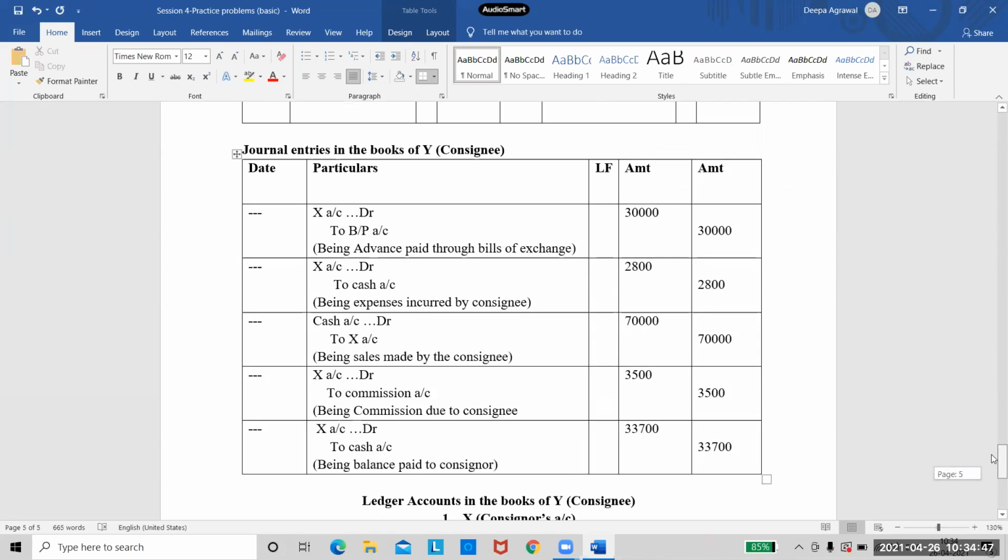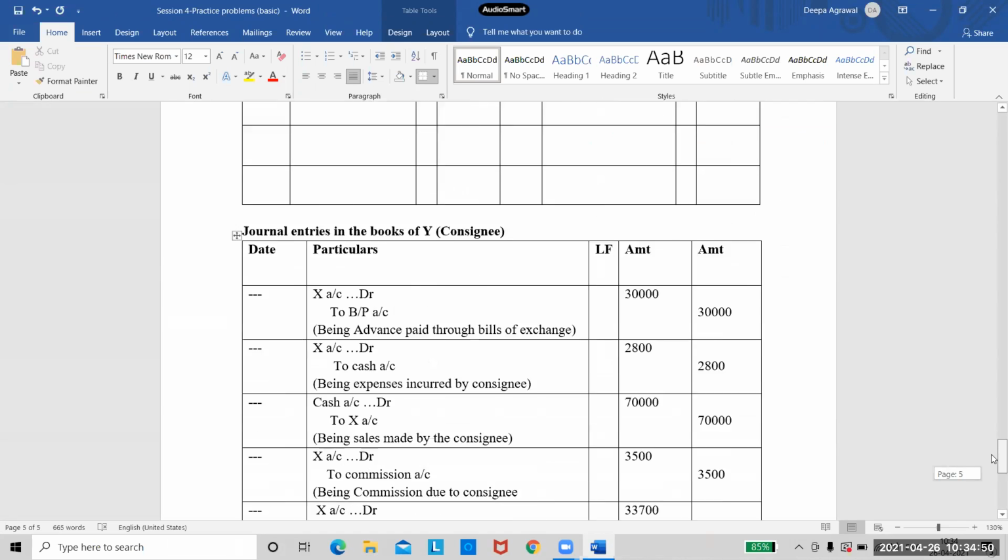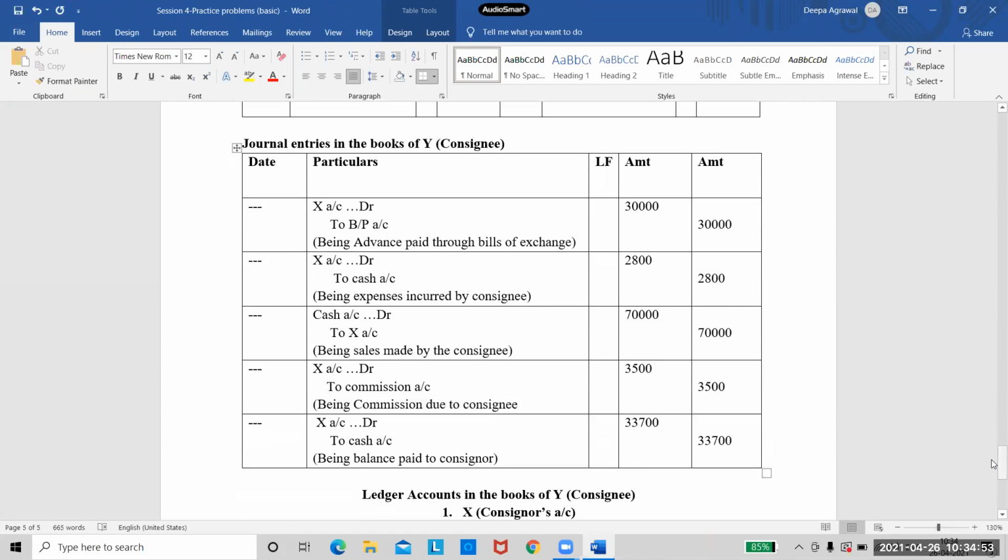So we are done with the journal entries in the books of consignee. Every time you will get only these 5 entries in the books of consignee. Whatever the question later on, whether you have consignment stock, losses in consignment, or any other problem in consignment, the consignee's books will not change. Consignee will write only these entries, whether there is loss, profit, or consignment stock left over or not; consignee is in no way related. So in consignee's books, you can be 100% sure only these 5 entries will appear.